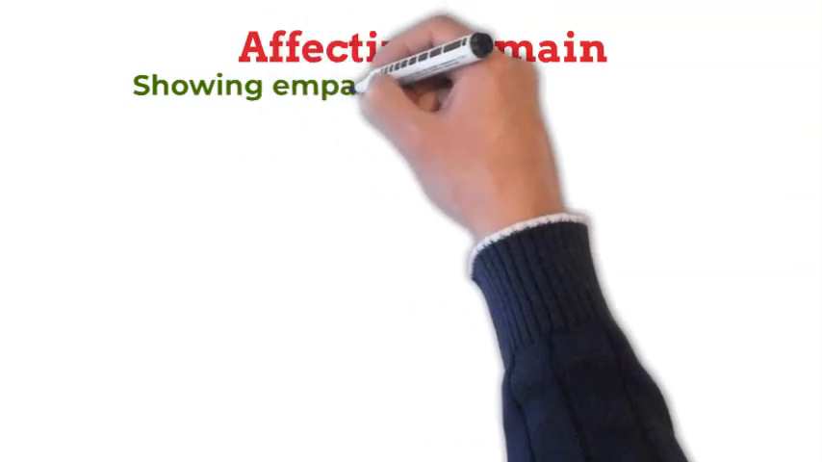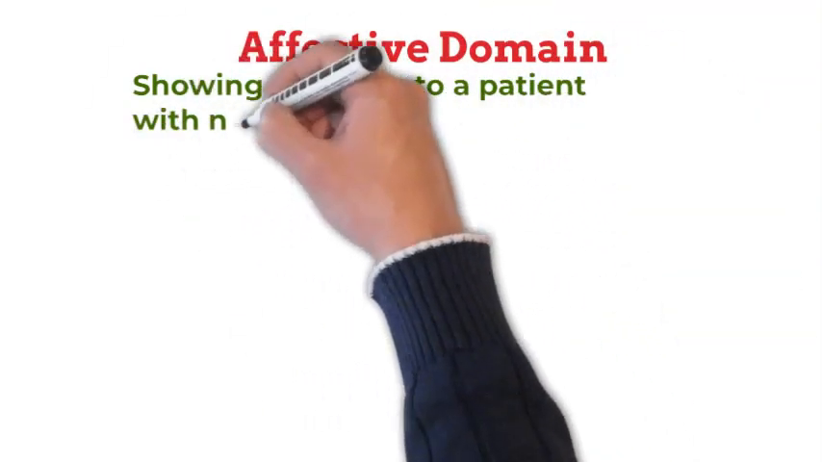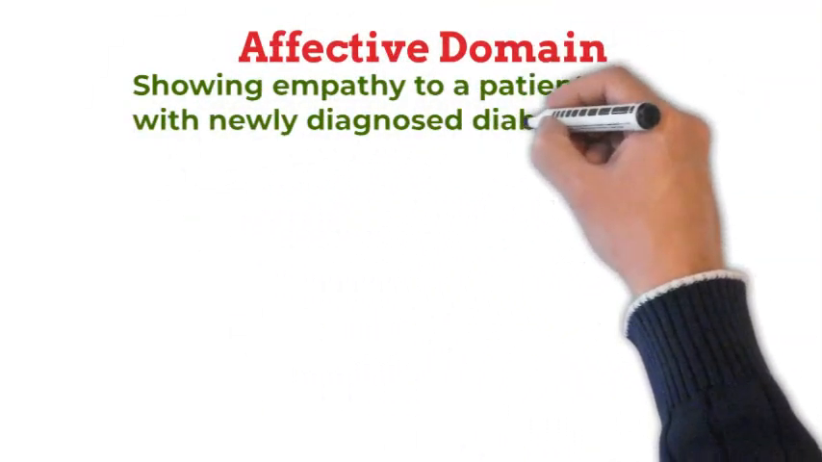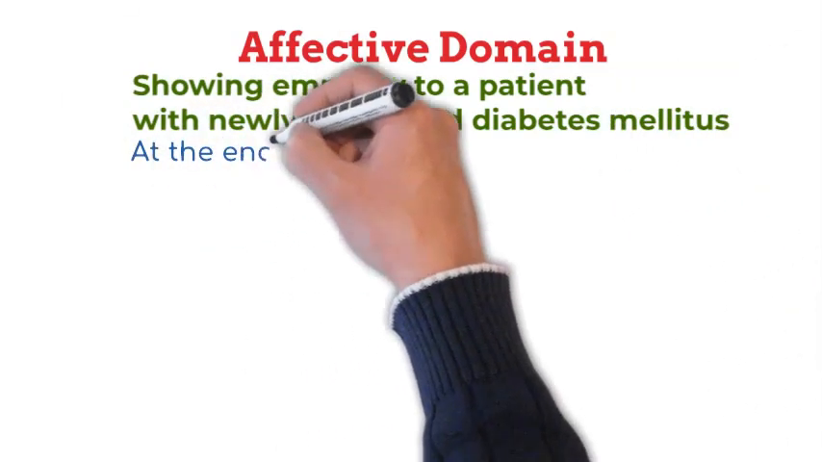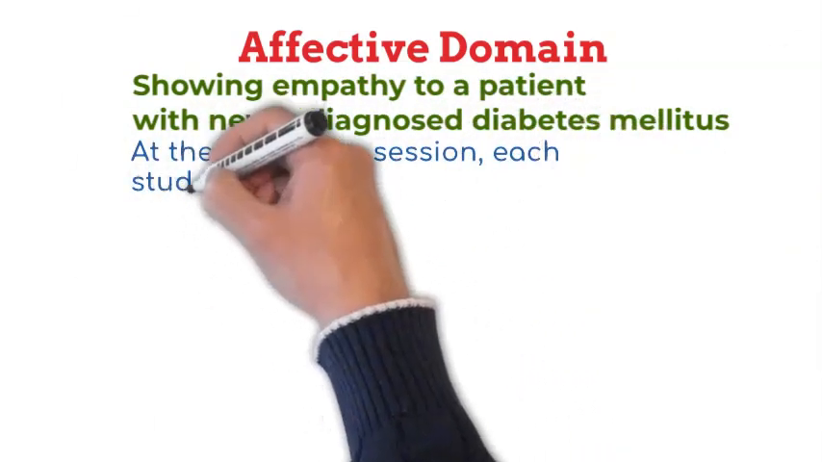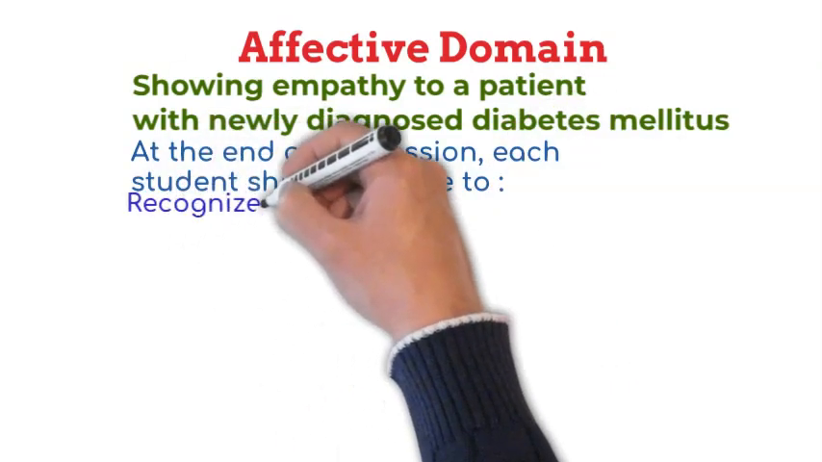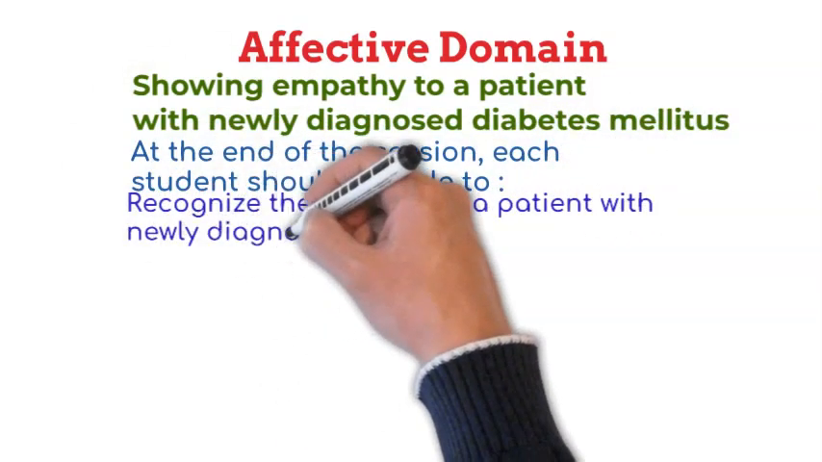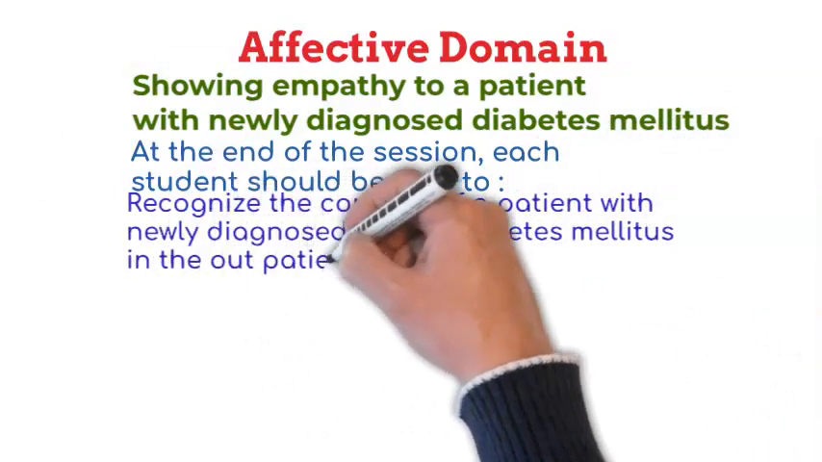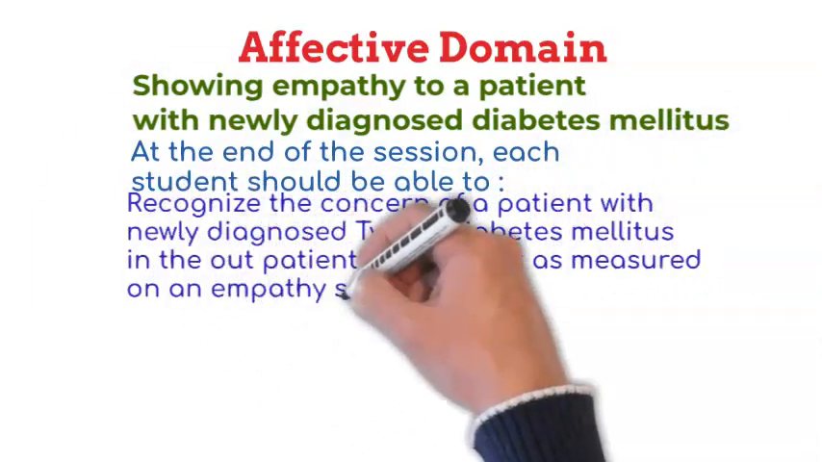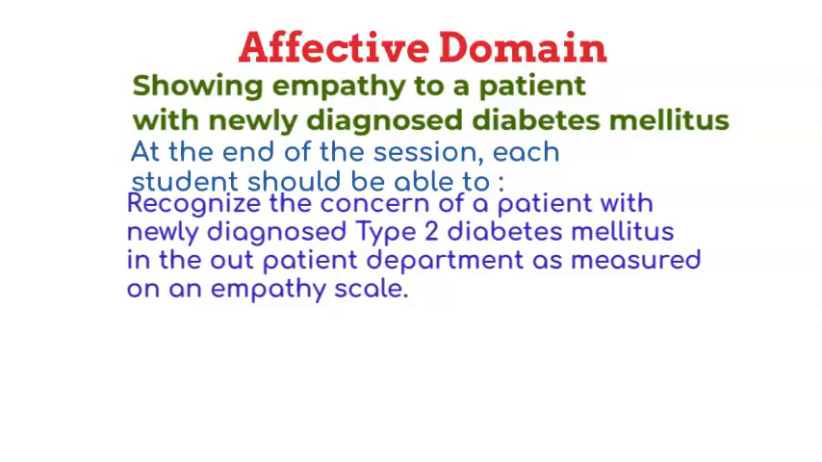Writing objectives related to the affective domain. Showing empathy to a patient with newly diagnosed diabetes mellitus. At the end of the session, each student should be able to recognize the concern of a patient with newly diagnosed type 2 diabetes mellitus in the outpatient department as measured on an empathy scale.